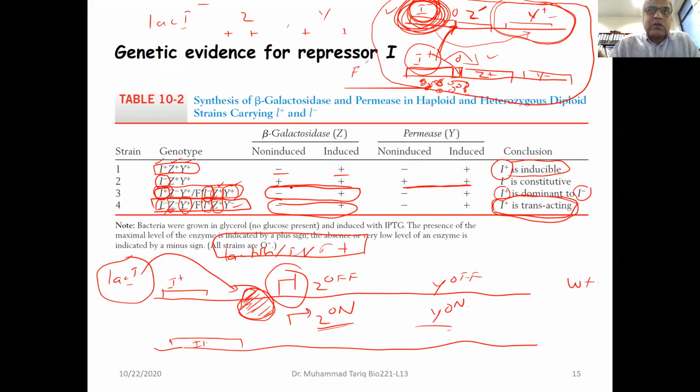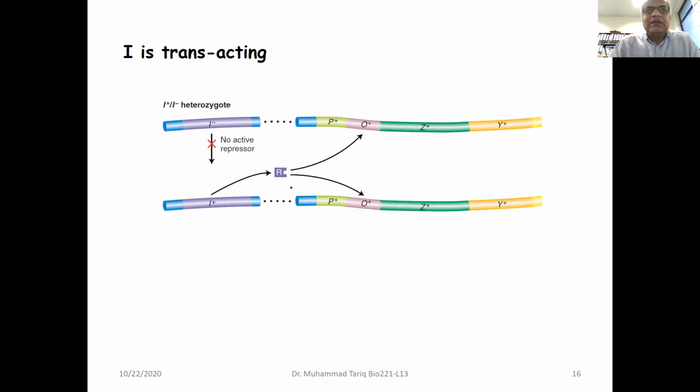Yes, sir. So I'm still a bit confused about this, about the trans-acting operator. So let's see on this figure. Here comes the answer to your question. You have a heterozygous state, a merodiploid.